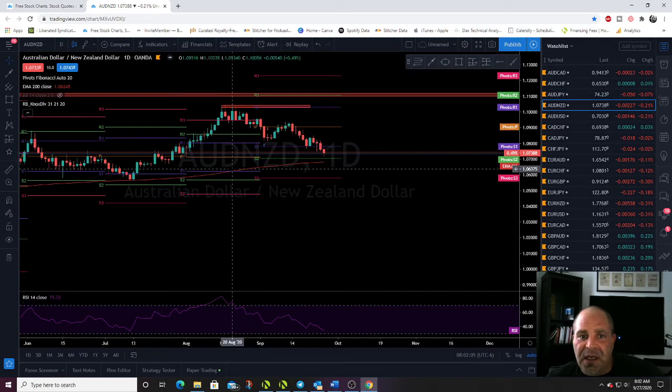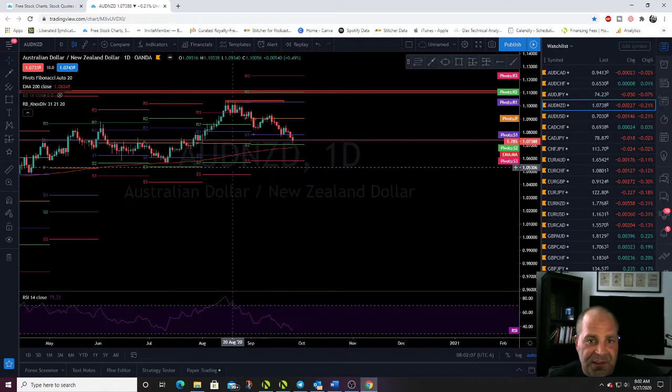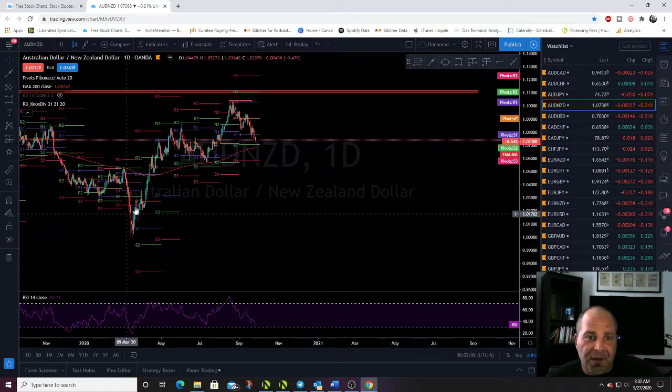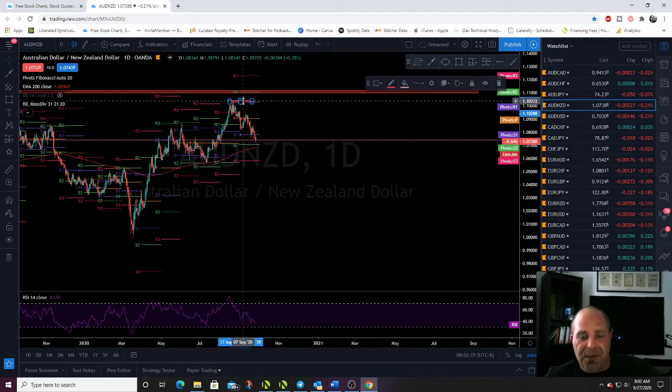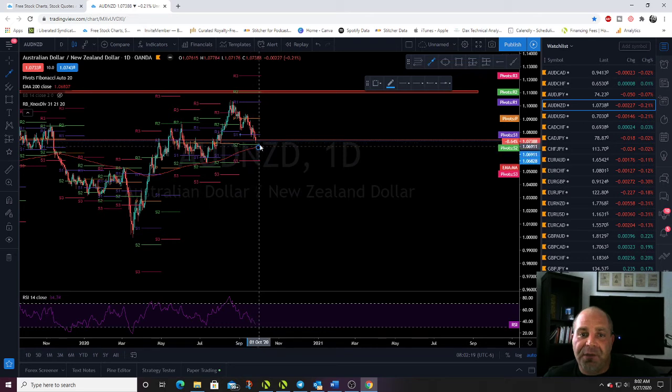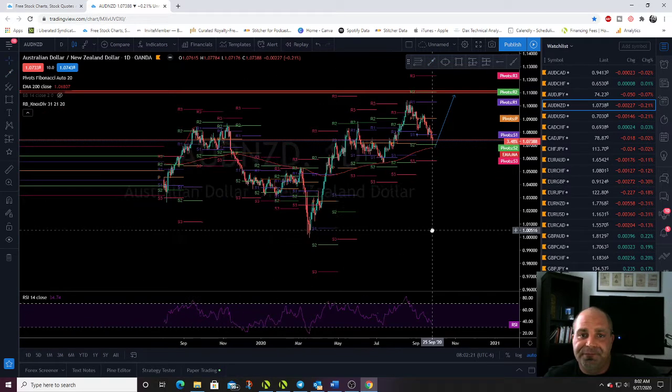Australian dollar, New Zealand dollar looks a lot the same. We are in a bullish trend. We're testing the bottom of that trend now. So it could be a really good time to buy, or it could be reversal time.